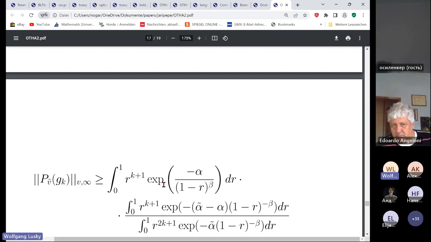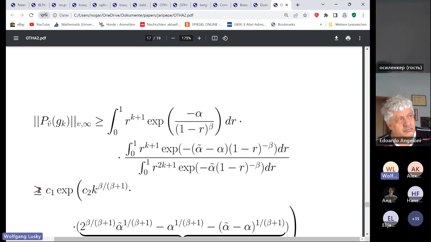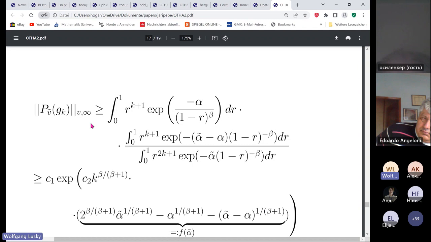And again, after some lengthy estimates, we end up having this. So we get some universal constants, not depending on k, and then the exponent of k, this k over here, to the beta divided by beta plus 1. This is interesting in itself, since it's an exponent which is smaller than 1. And here this goes on, and we get this product here. And we want to consider this as a function of alpha tilde. So we are in the case of weighted subnorms.